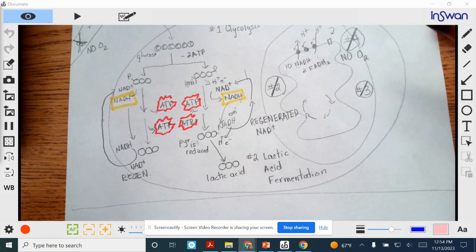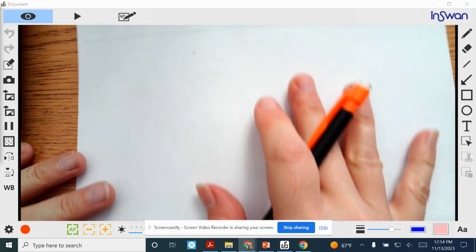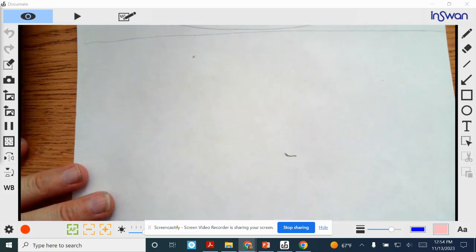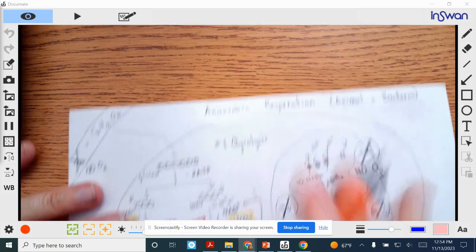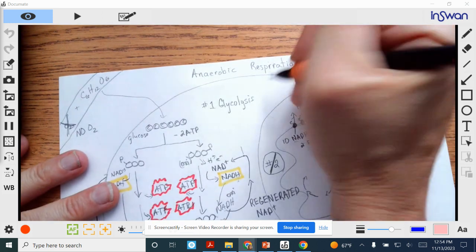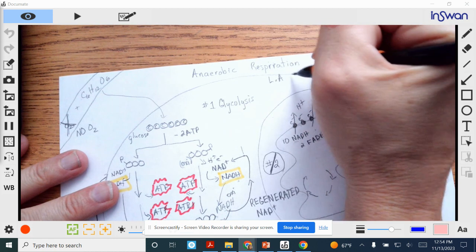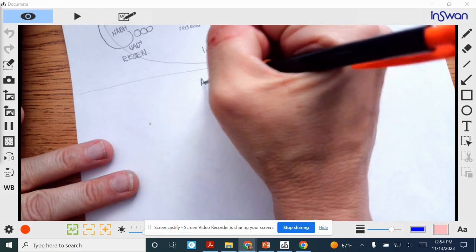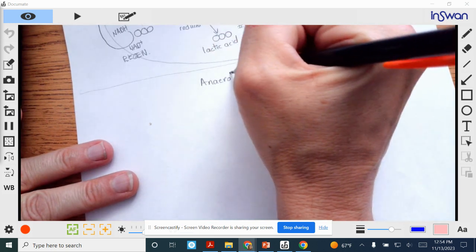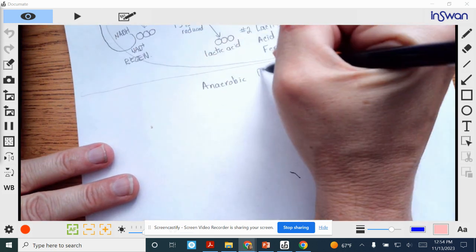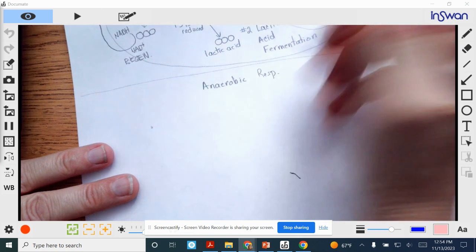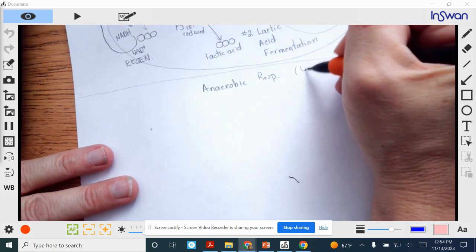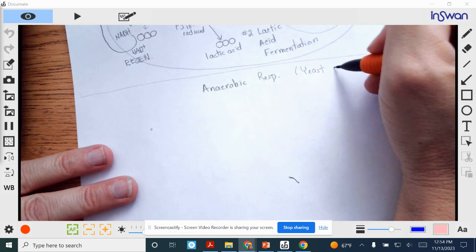Okay. All right. Now on this last one, let's show alcohol fermentation. And actually, let's go back up here and put LA fermentation. Okay. And so let's do anaerobic respiration, but show what happens in yeast cells. Okay. So let's indicate yeast, and there's also some bacteria.